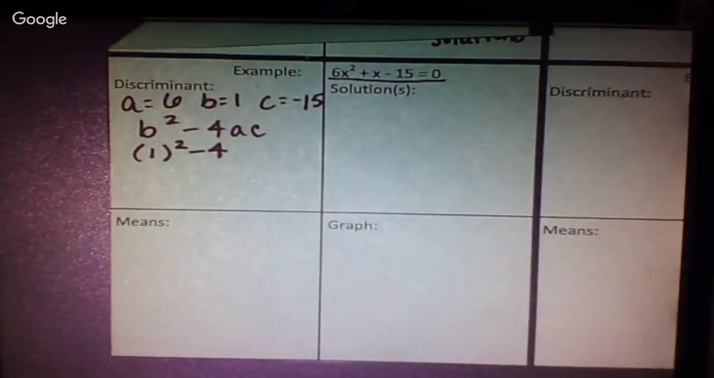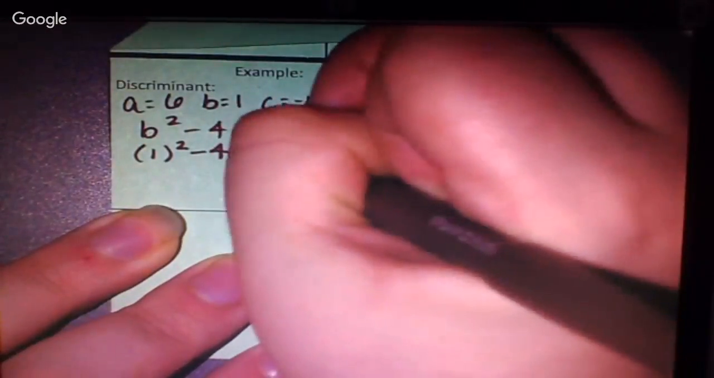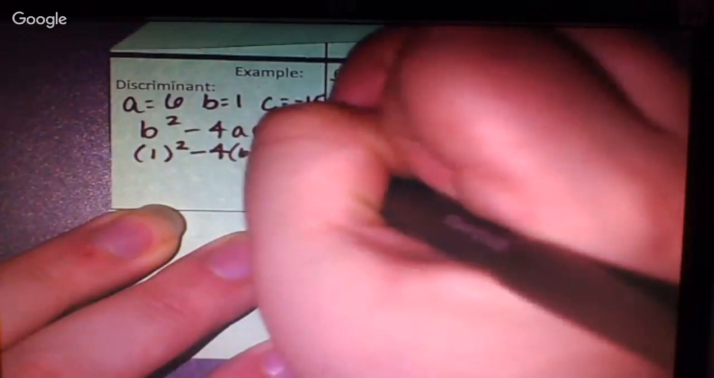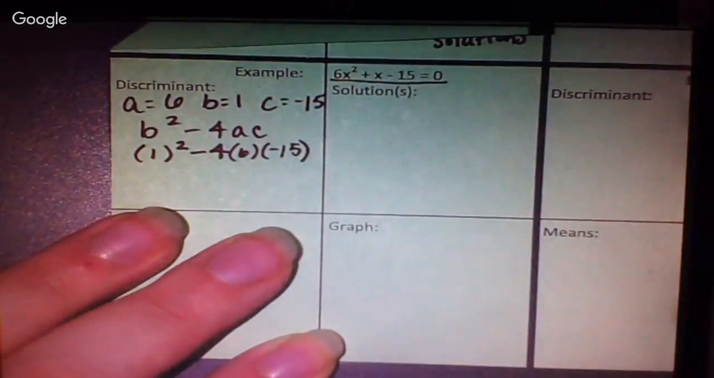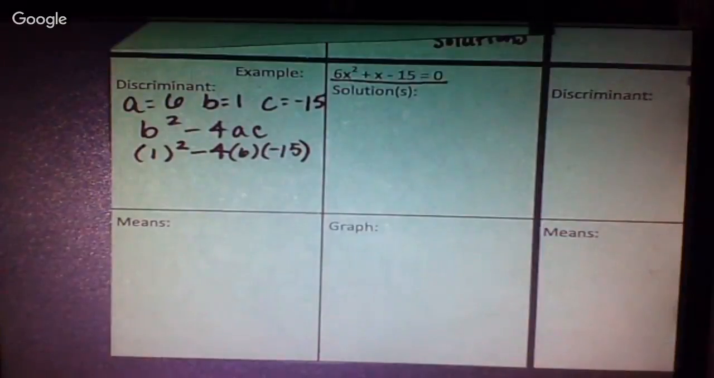So when I replace B, I replaced it with the 1, which was my value of B. It goes in parentheses. That way, when you plug it into the calculator, your calculator does all the calculations correctly. You need to know how to plug it in for your calculator to be useful to you. Minus 4. Now I'm plugging in A. Again, it goes in parentheses. And then I plug in my C value. Again, in parentheses. Okay. So 1 squared minus 4 times 6 times negative 15.